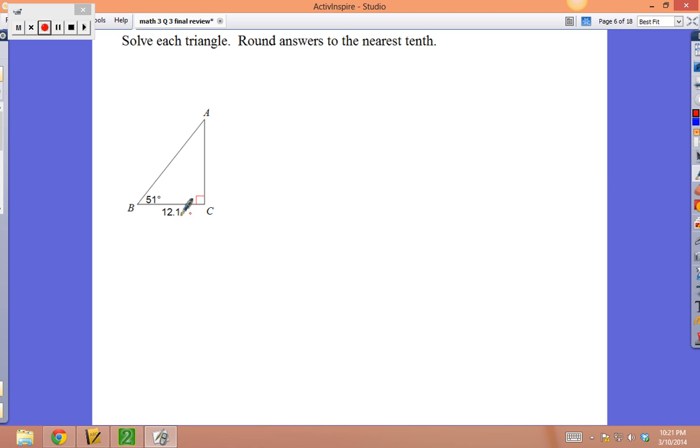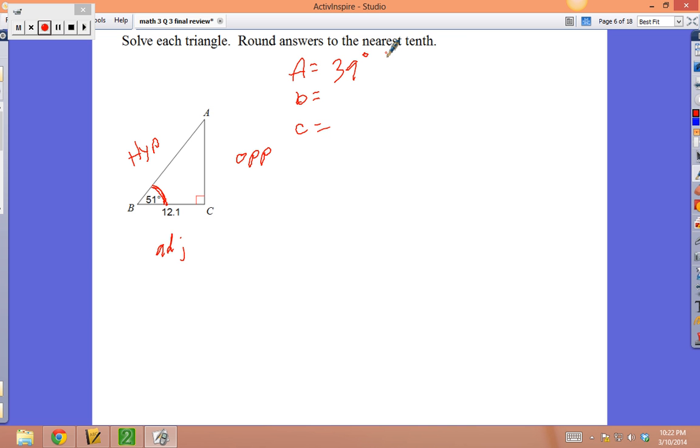Okay, this one, I got to find angle A, and then I've got to find side B and side C. So if I anchor off of angle B, this is going to be my opposite. This will be my adjacent, and this is going to be the hypotenuse. So angle A is going to be easy to find. Just do 90 take away 51, and that's got to be 39 degrees. So those both have to add to 90.